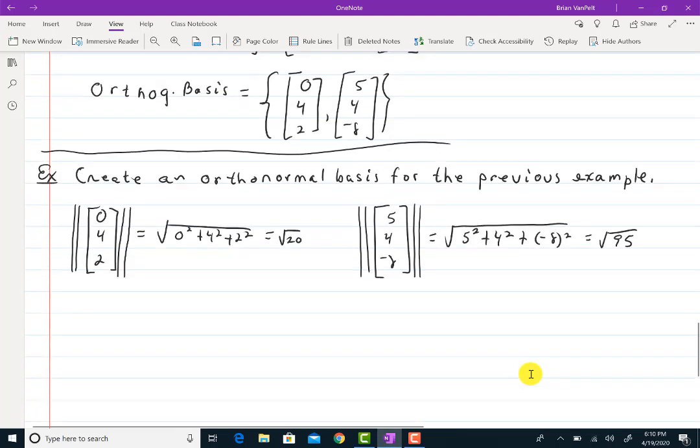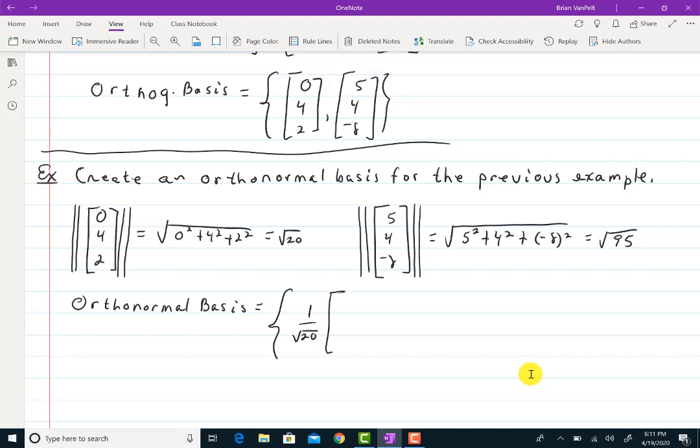And so my orthonormal basis, it's exactly the same thing except you just divide by the lengths. So I will have 1 over the square root of 20 times 0, 4, 2. And then I have 1 over the square root of 95 times 5, 4, negative 8. And there is our orthonormal basis.